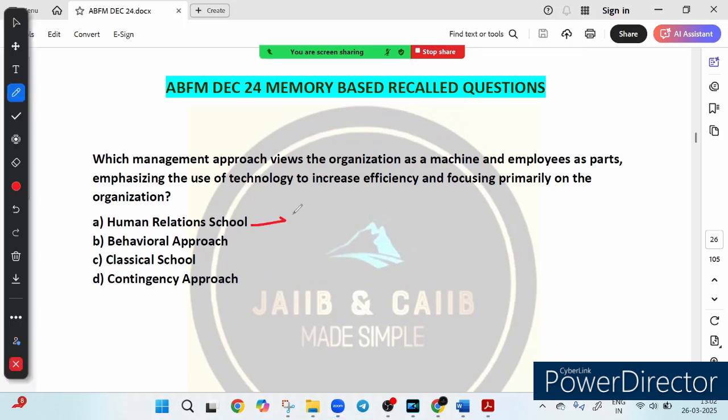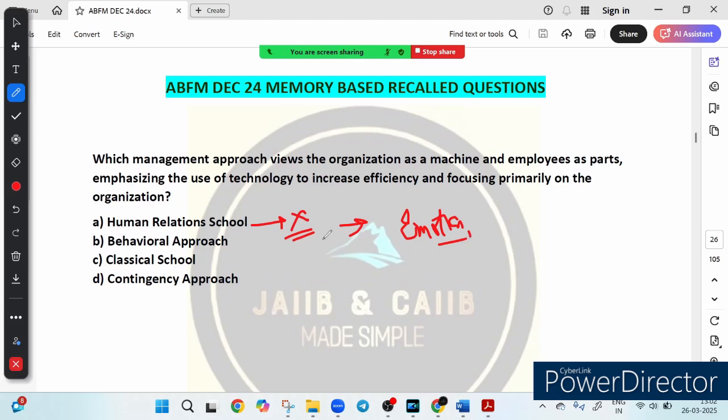What do you think? This is incorrect, because this approach focuses on employee emotion, right? It focuses on motivation, it focuses on jobs, right? So basically in this question we will learn how different management theories view employees. Are they just machine parts or valuable contributors? So basically this human relation approach believes that happy employees are more productive.